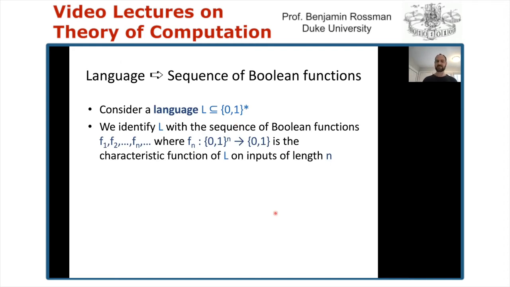So far in this online lecture series, we've been studying the complexity of languages, right? A language L is just a set of strings of arbitrary lengths. 0,1 star is just notation for all strings of zeros and ones. So we can identify a language L with a sequence of Boolean functions. Namely, the nth function in the sequence is just the characteristic function of the language on inputs of length n. So f_n of x equals 1 if x is in the language L and 0 otherwise. And this is a one-to-one correspondence between languages and sequences of Boolean functions. So this lets us study the complexity of a language in terms of circuits.